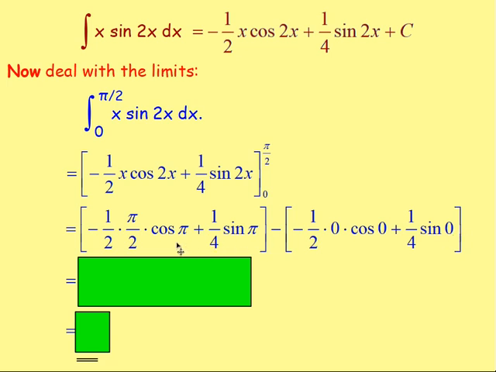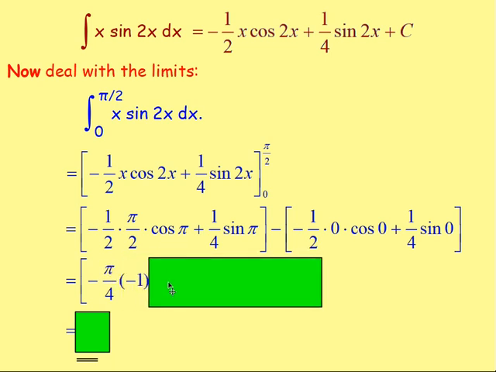After that, if you work that out, well, you've got negative 1 over 2 times pi times cos pi. And you know cos of pi, if you work that out, well, really what you would have here is negative pi over 4. That's where that bit comes from. And cos of pi is going to be negative 1.